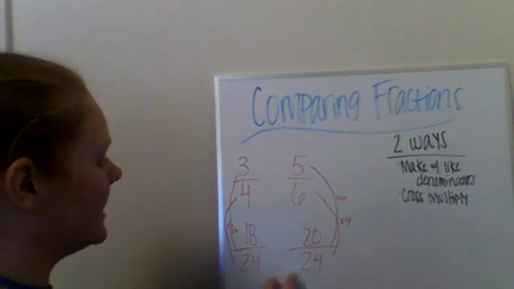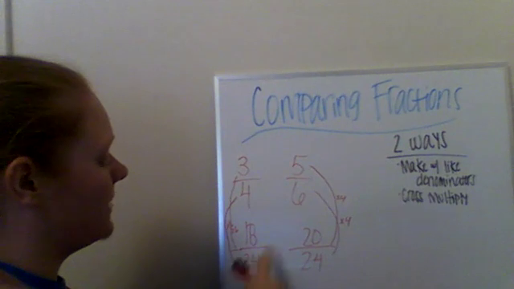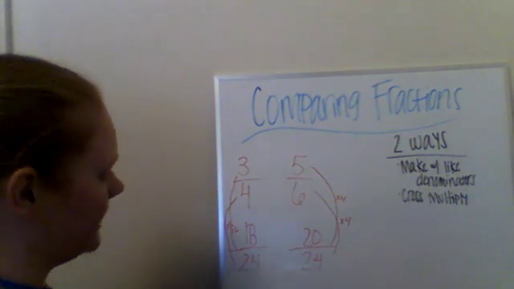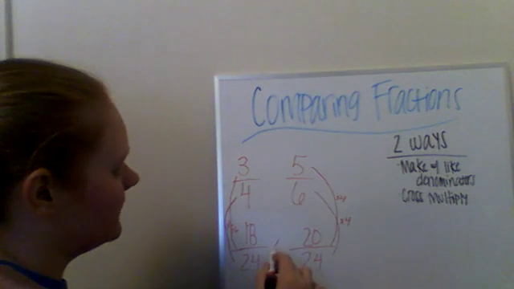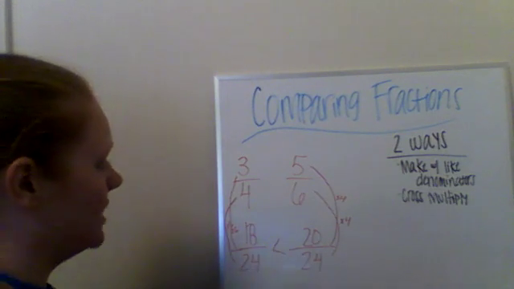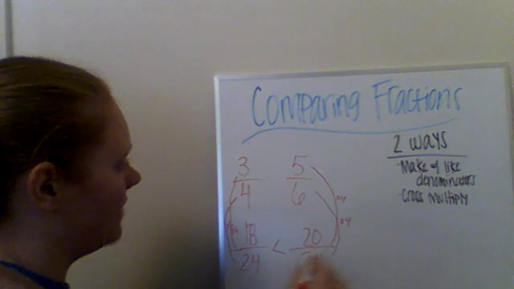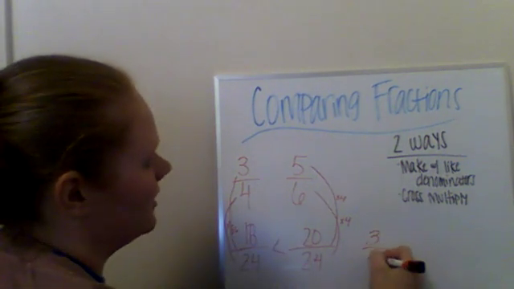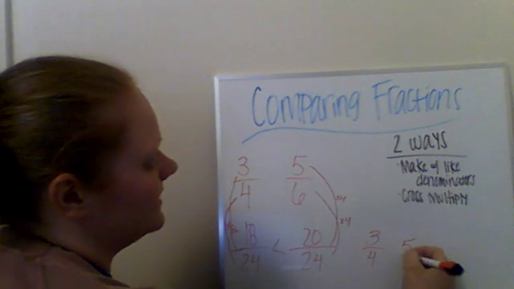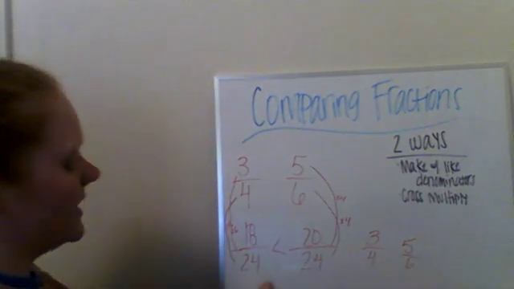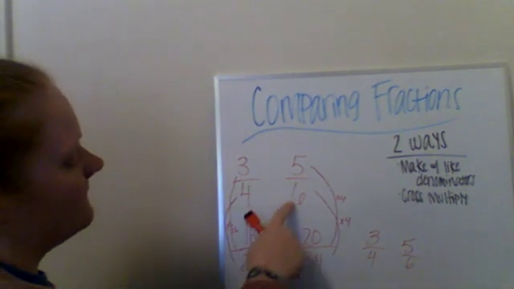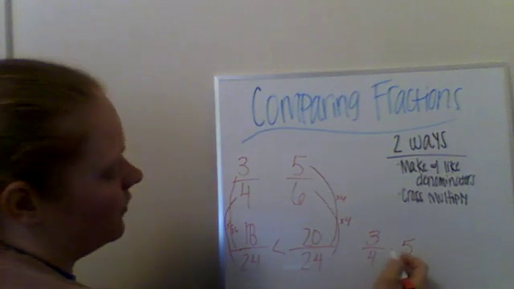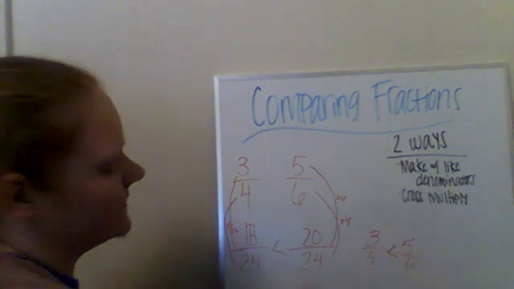Okay, so now I have like denominators. Now I'm going to compare the numerators, 18 and 20. I know 20 is greater than 18, so 18 24ths is less than 20 24ths. So if I go back to my original problem of 3/4, I'll write it over here. 3/4 and 5/6, when I made like denominators of 24, my 5/6 or my 20 24ths was greater. So 3/4 is less than 5/6.